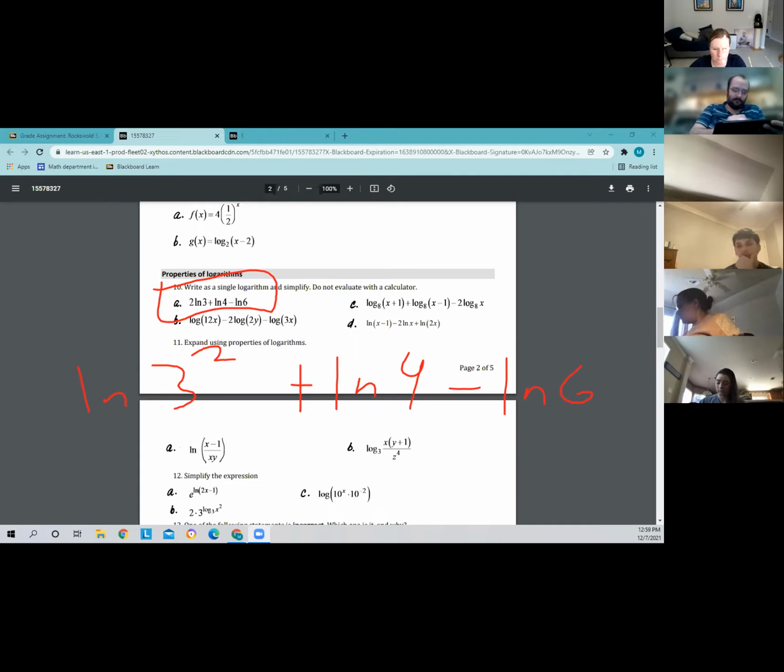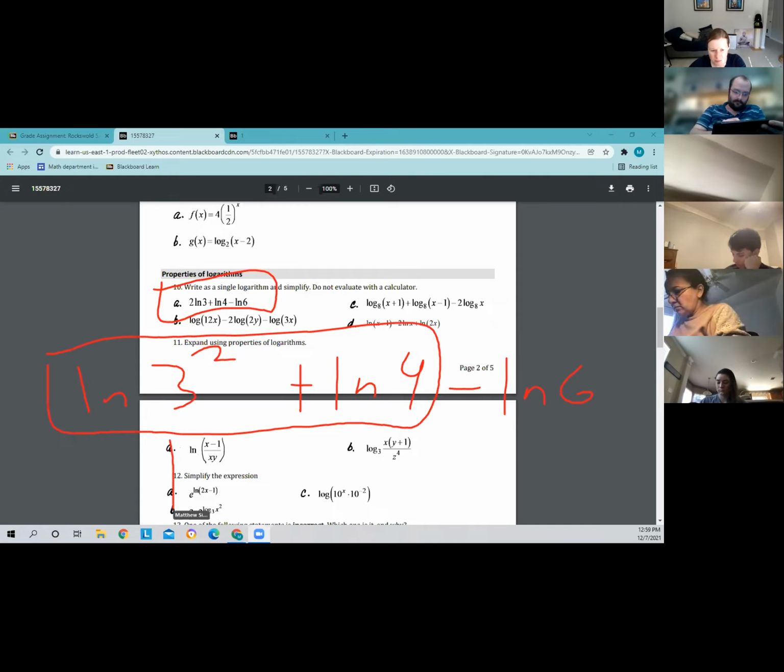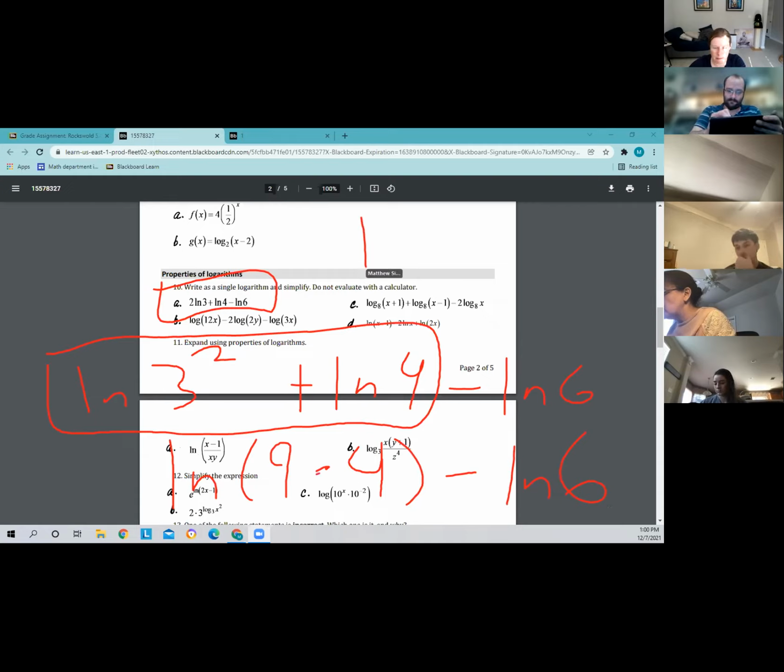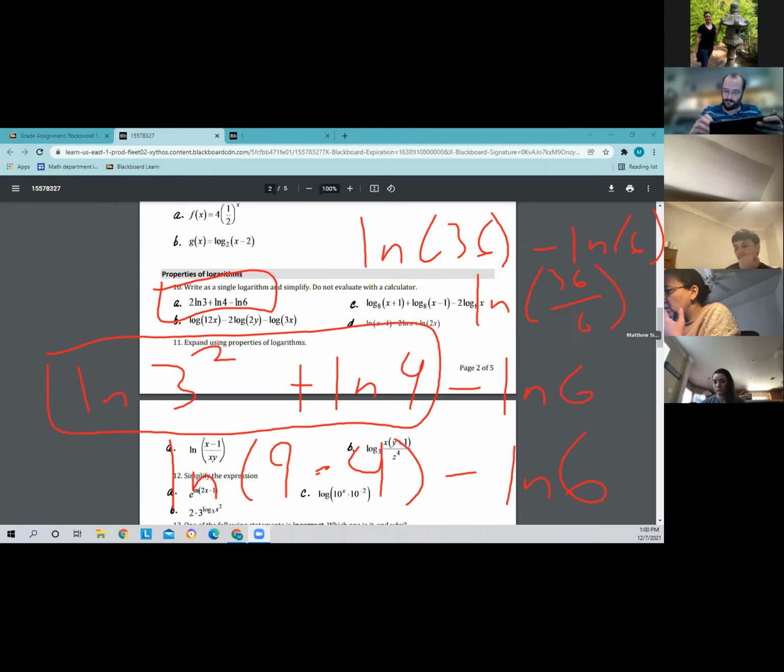I did ln of 3 squared times 4. I'm not sure this is correct. Yeah, 3 squared, I'm going to just make that a 9. We're doing 9 times 4 inside the ln, minus ln of 6. And it's going to give you ln of 36 minus ln 6. And we're going to divide, ln of 36 over 6. And ln 6 is the final. I'm running out of room here, but it should end up just getting ln of 6.